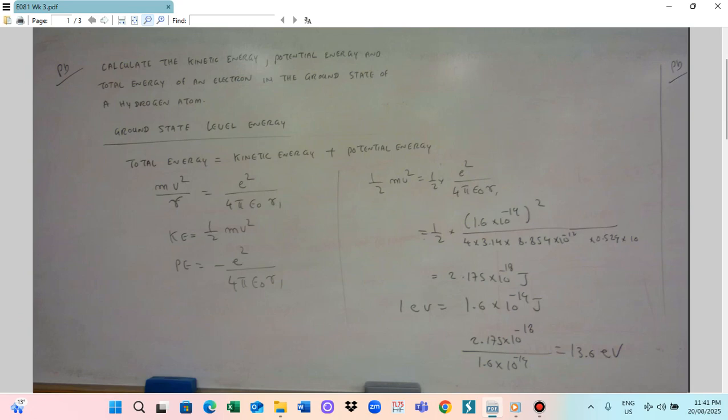This equation is mv squared divided by r is equal to e squared divided by 4 pi epsilon zero r squared. This is the equation to calculate the mass and the velocity of the electron. In this case, we use the kinetic energy KE equal to half mv squared, and the potential energy PE equal to minus e squared divided by 4 pi epsilon zero r. So this is the equation to calculate the kinetic energy and the potential energy of the electron.